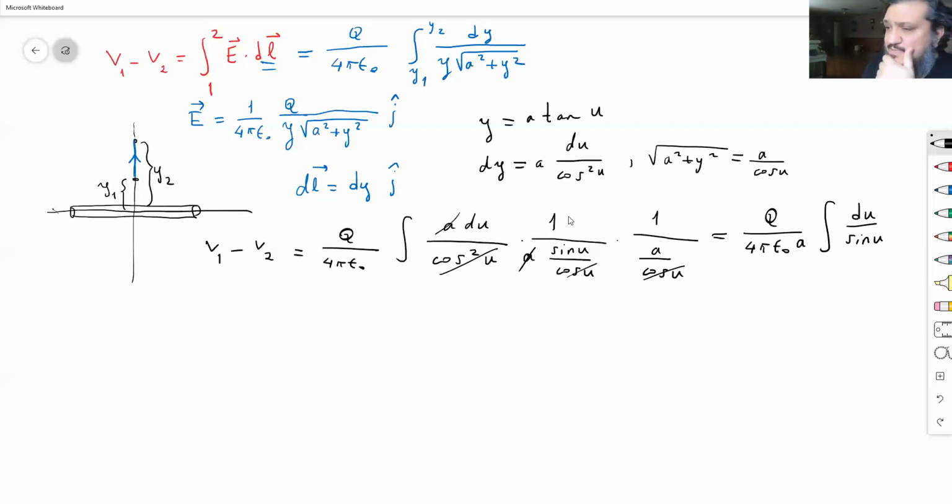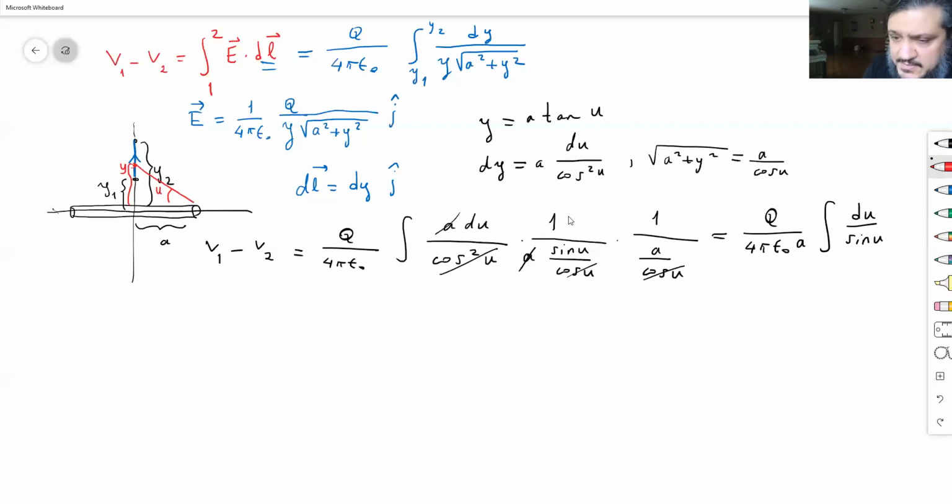All right. So what is u anyways? Tangent u is y over a. Remember, this was a, and y is a point on the y-axis right there. So we're talking about y over a. This is y. This is a. So we're talking about this actually. This is our u. Anyway, so the integral of du over sine u, cosecant u.